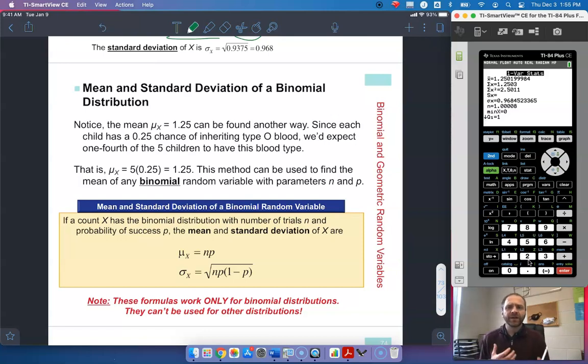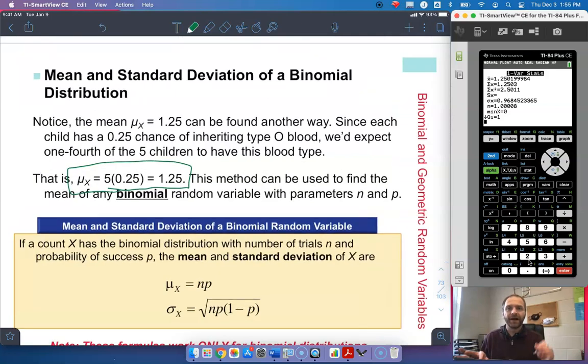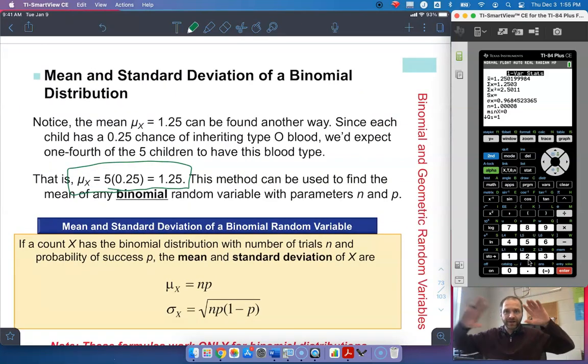And it's very interesting that we knew from before, in the previous video, that there was a 0.25 chance that a child would inherit type O blood. And if I take that 5 and multiply by 0.25, I get 1.25. Mind blown. For a binomial distribution, to calculate its mean, we can just take our sample size and multiply by the probability of success, and we're done. That gives you your mean.